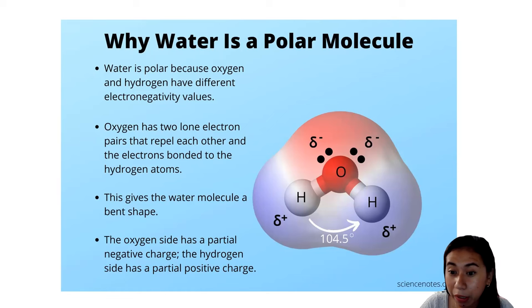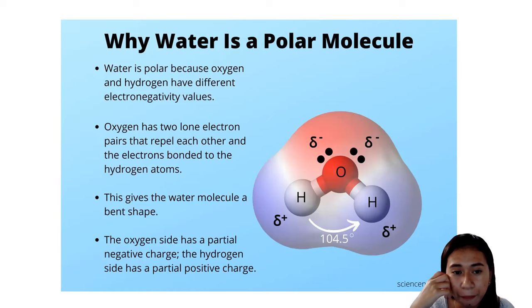Oh, meron pa siyang degrees, 104.5 degrees. Oxygen has two lone electrons. Remember that. Merong dalawang lone electrons ang oxygen. Dalawang lone electrons. So, puro sila electrons. Ibig sabihin, same sila ng charge. And same charges repel each other. Diba? Opposites attract and same repels.